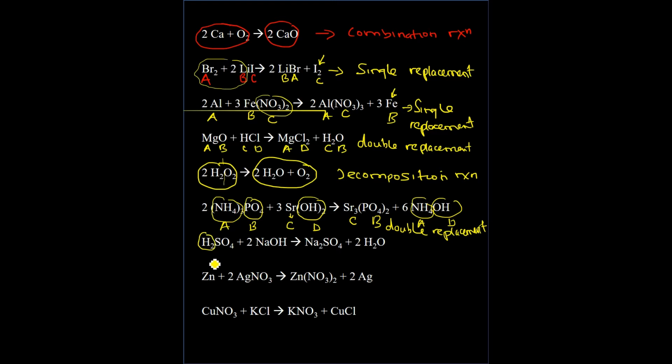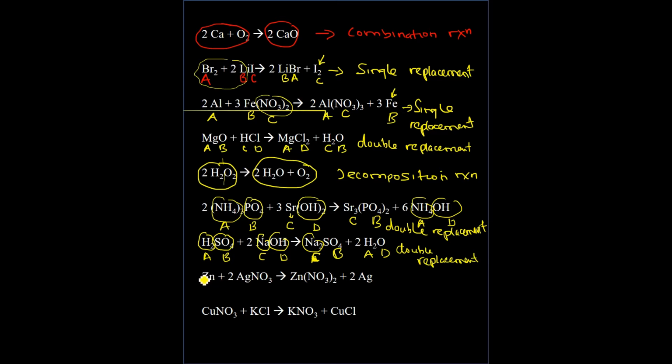Okay, here I'll call my hydrogens A, the sulfate polyatomic anion B, sodium I'll call C, OH I'll call D. So you end up with C combining with B and A combining with part of the oxygen, which I might call D. Okay, so again, this is double displacement or double replacement.